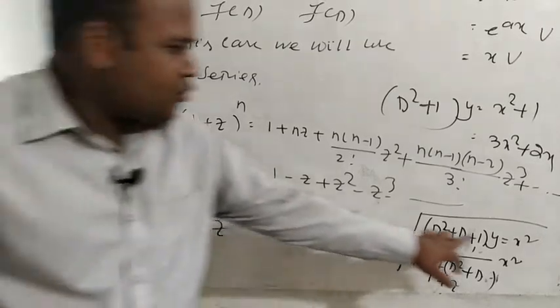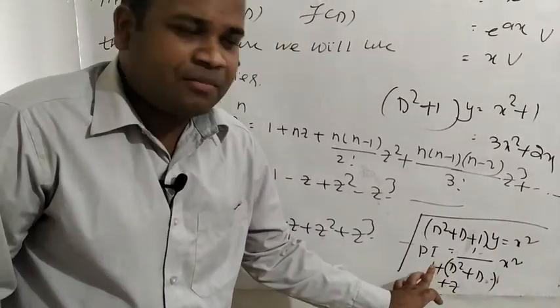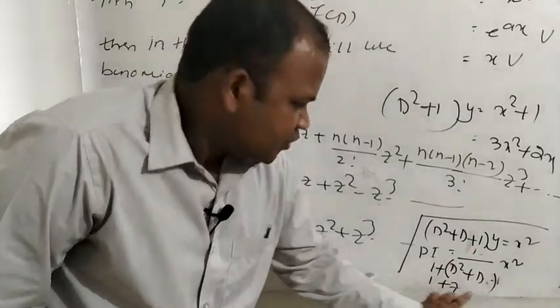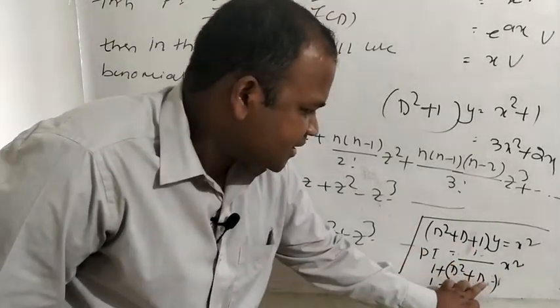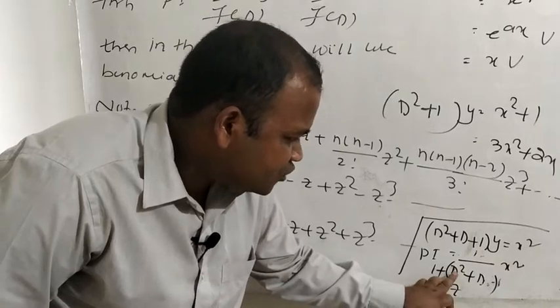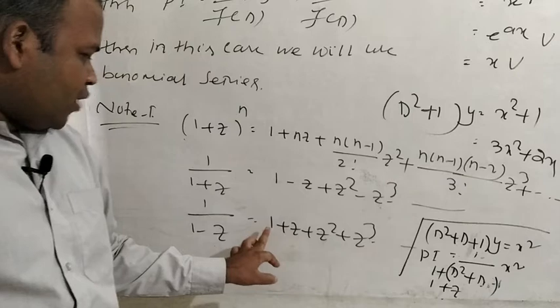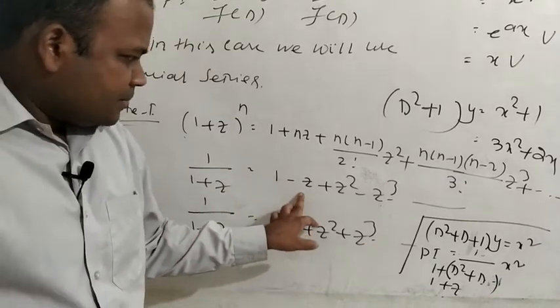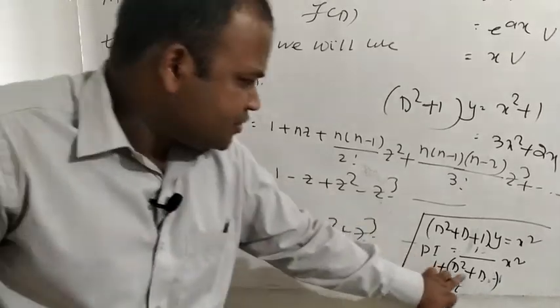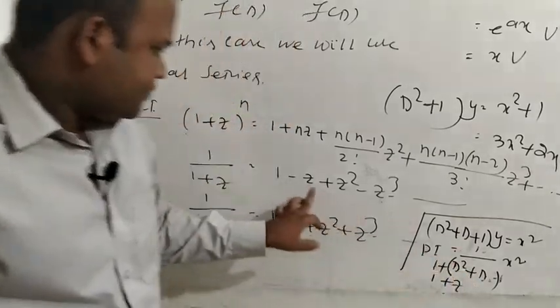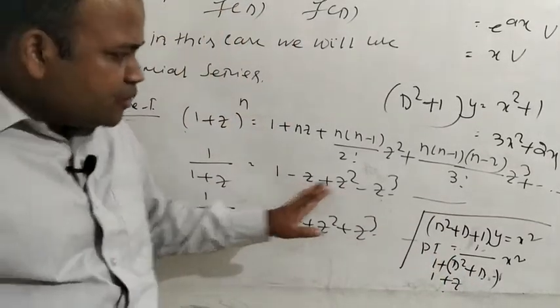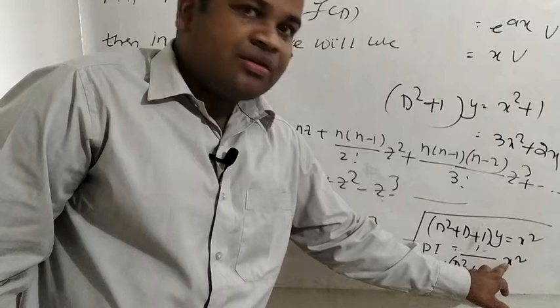But here there is no minus, so you will arrange it in the form of 1 upon 1 plus z. So 1 upon 1 plus d square plus d. So what is the value of z? z equals d square plus d. Then 1 minus z plus z square. You will put the value of z, d square plus d, in this expression, then you will solve it with x square.